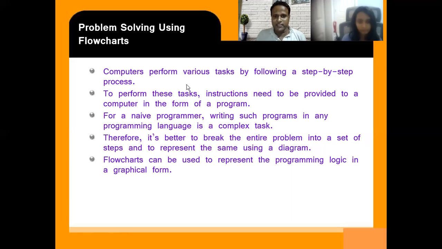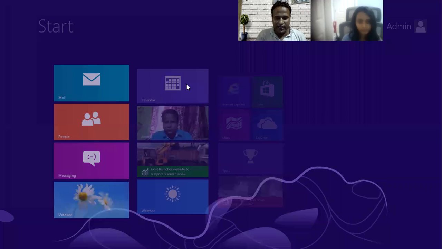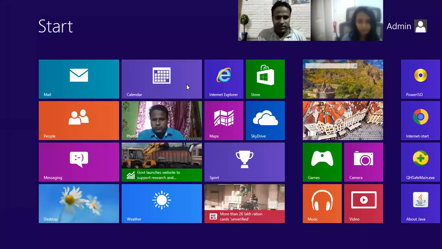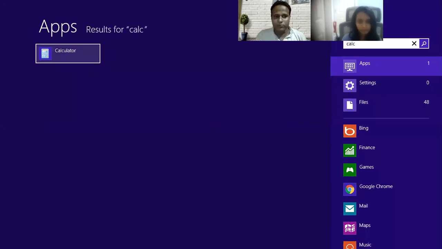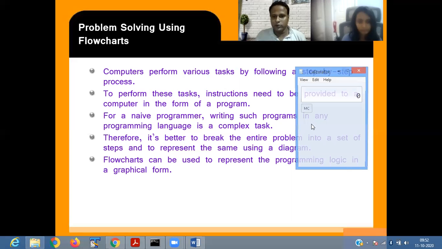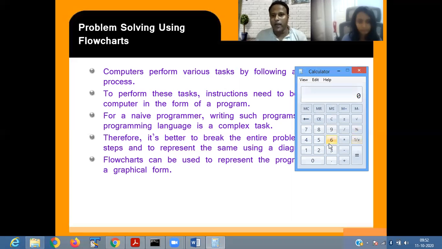Let's say I'm giving you an example in the calculator. Just see the example. Suppose I'm giving a task that you have to add a number: 60 plus 20. See that I am doing one task at a time. The other two tasks I have not performed.